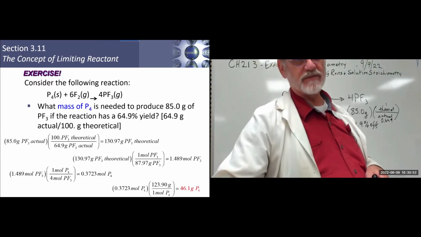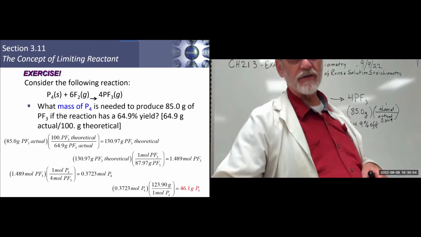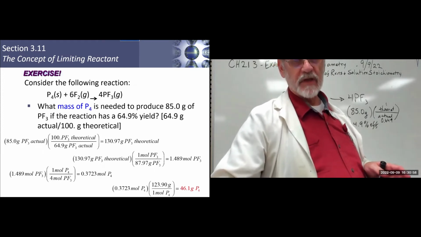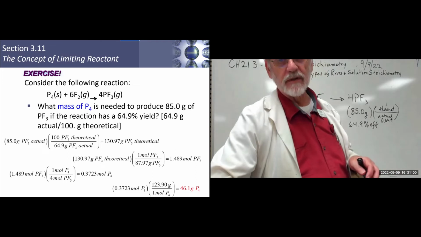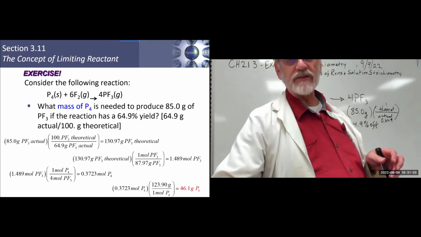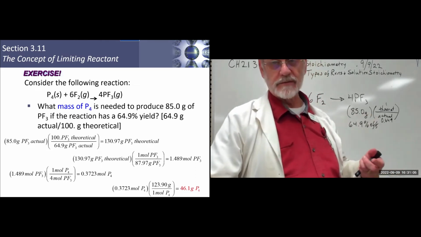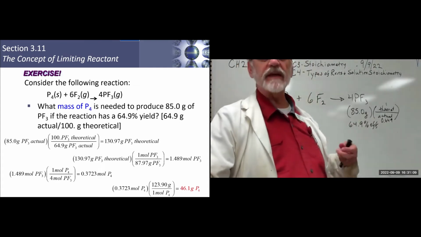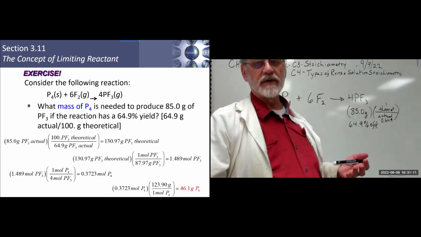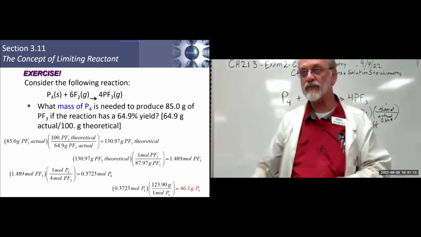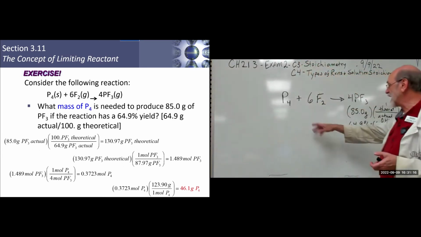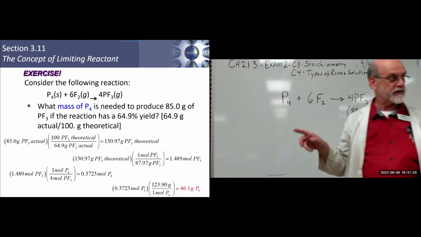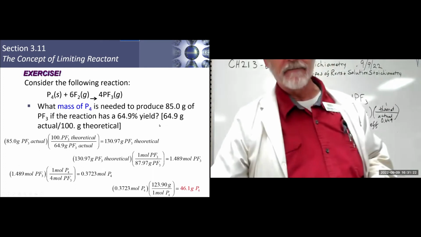Oh, they're the calculations. Okay? 130.97 grams theoretical PF3. Convert that to moles, and then convert the moles of PF3 to moles of P4, then convert those back to grams. So you need 46.1 grams of P4 to guarantee 85 grams of product with that efficiency. Okay.